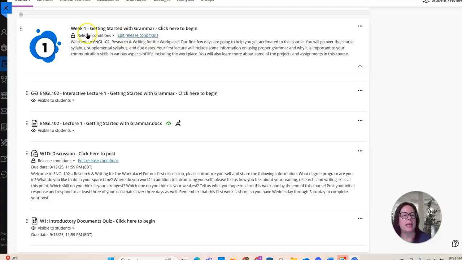The very first thing is getting started, and it's going to tell you the different objectives and goals, just a little preview of what we're going to be doing this week. Of course, this is helping you get acclimated to the course. You're going to be looking at the syllabus and the supplemental syllabus and the due dates and all of those things. So that's the beginning of the course.